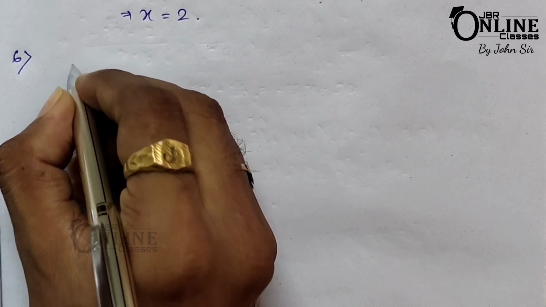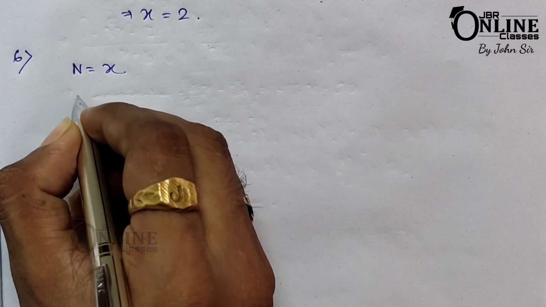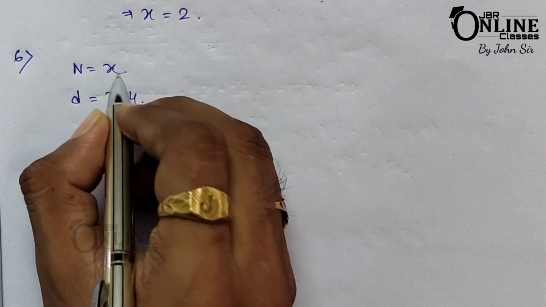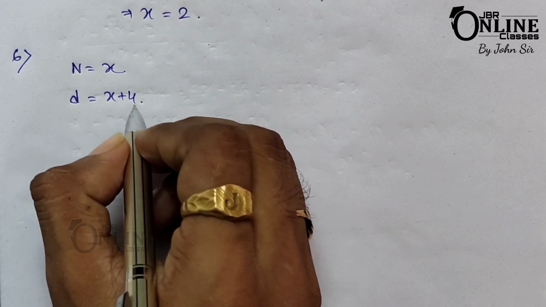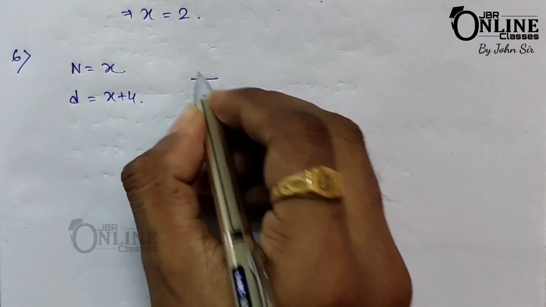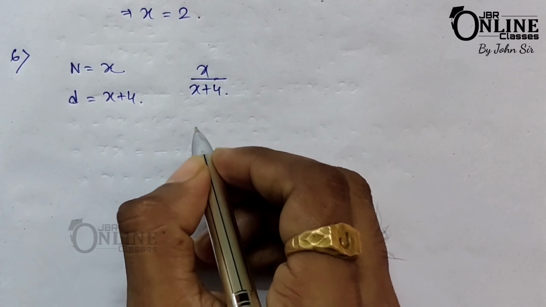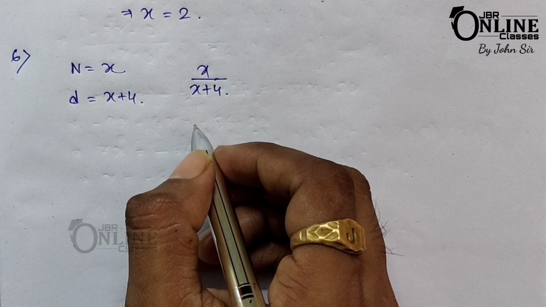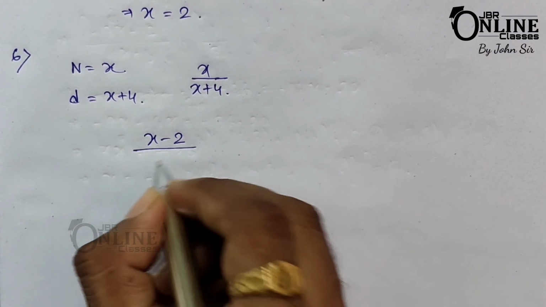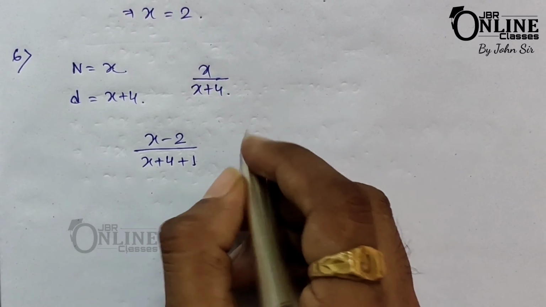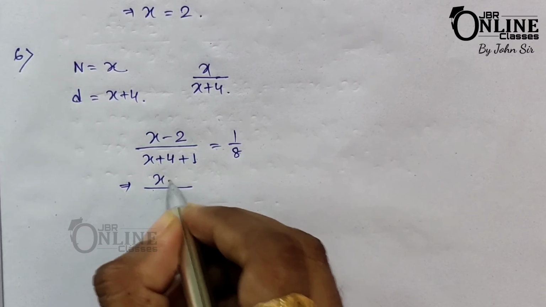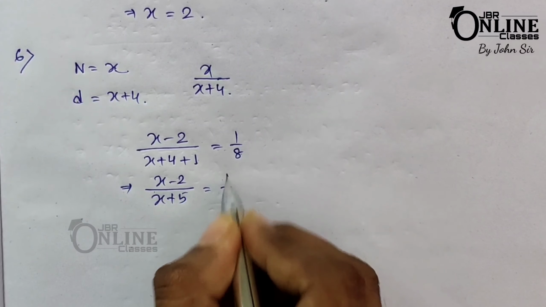So if numerator equal to x, then denominator equal to x plus 4, as the numerator is 4 less than the denominator. That means the denominator is 4 greater than the numerator. So here the fraction is x by x plus 4. Now next one, if the numerator is decreased by 2, so x minus 2, and the denominator is increased by 1, that means x plus 4 plus 1, and the fraction becomes 1 by 8. So here (x minus 2) by (x plus 5), that equal to 1 by 8.